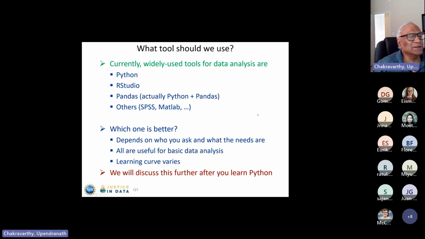So then the next question, I think this may be better understood after tomorrow's Python, but typically we use Python. But the choices are Python, RStudio, Pandas, others. Which one is better? Actually, it depends upon who you ask and what needs are. All are useful. Learning curve varies. That is the key. So learning curves, we'll discuss this later.